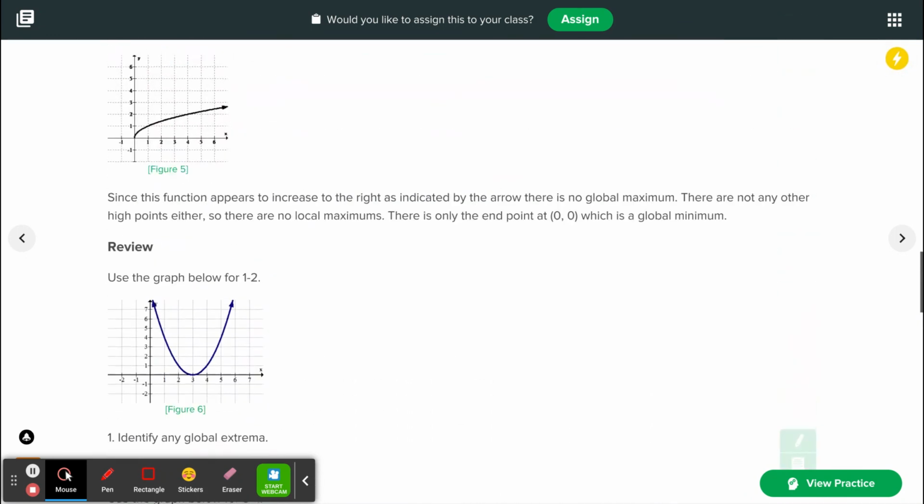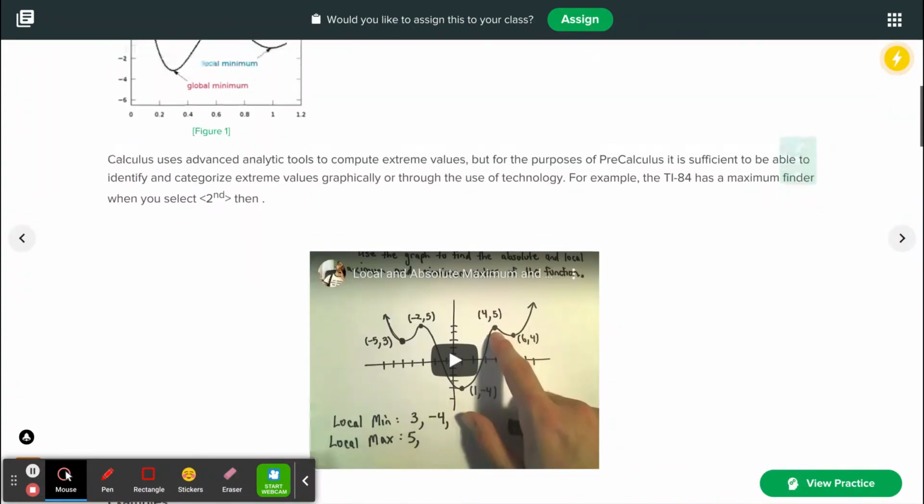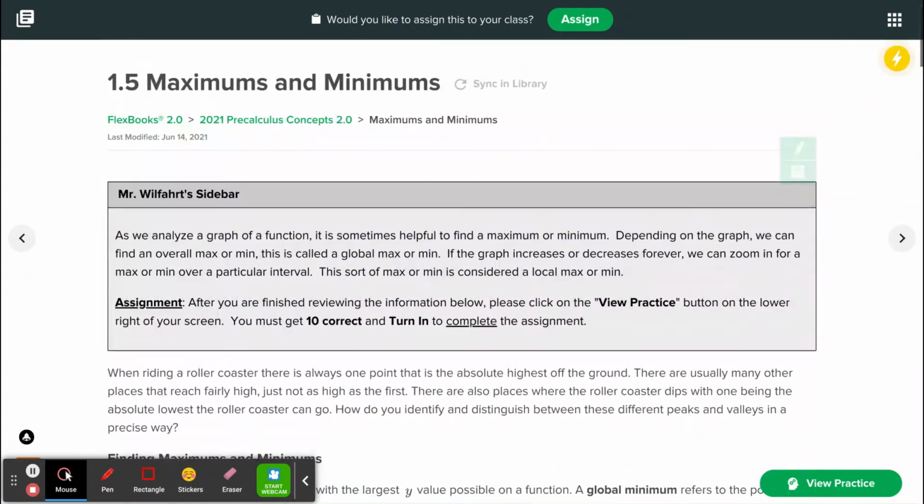Anyhow, I hope that helps. Maximums, minimums, and globally and locally.